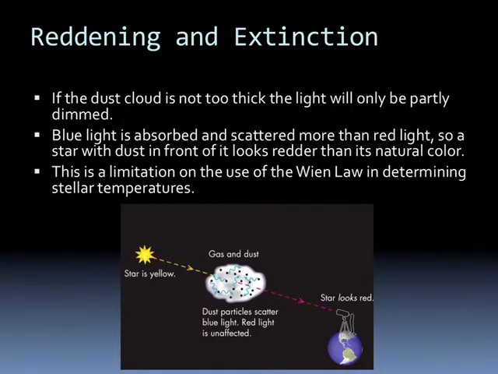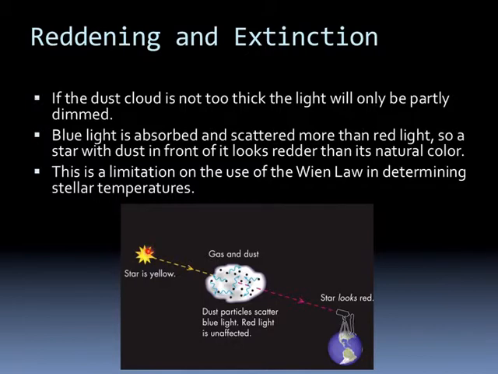If the dust cloud is not too thick, the light will only be partly dimmed. Blue light is absorbed and scattered more than red light, so a star with dust in front of it looks redder than its natural color. This is a limitation on the use of Wien's law for determining solar temperatures.